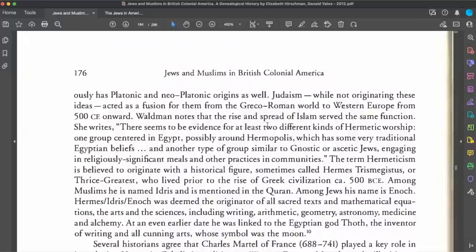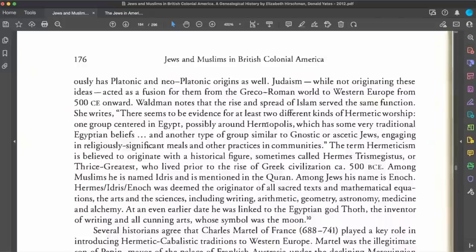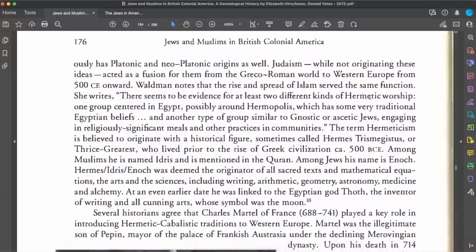Judaism, while not originating these ideas, acted as a fusion for them from the Greco-Roman world to Western Europe from 500 onward. Wallman notes that the rise and spread of Islam served the same function. She writes, there seems to be evidence for at least two different kinds of hermetic worship, all right? I didn't think we were going to get into all this stuff in this chapter. I'm reading this as I go along with you here, doing this recording for the first time. So it's amazing how all the information connects. You see, it goes way back, what they've been doing. So we've got at least two different kinds of hermetic worship.